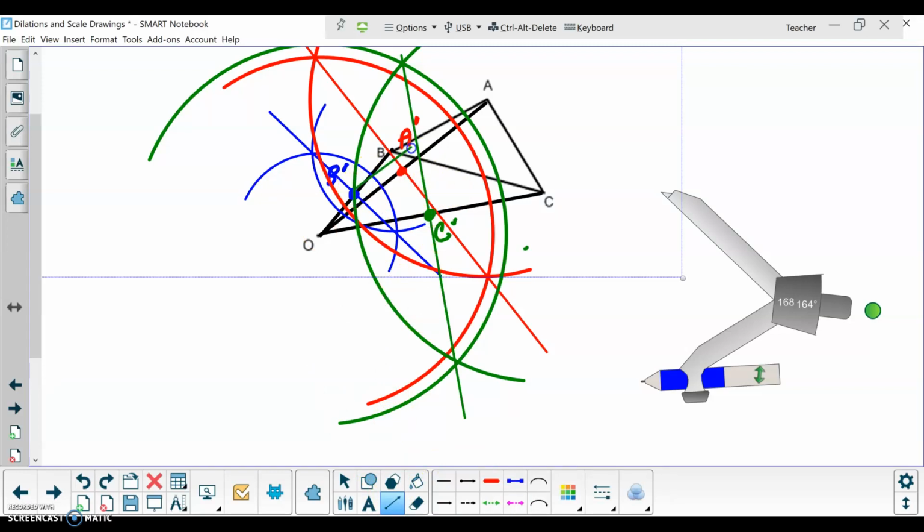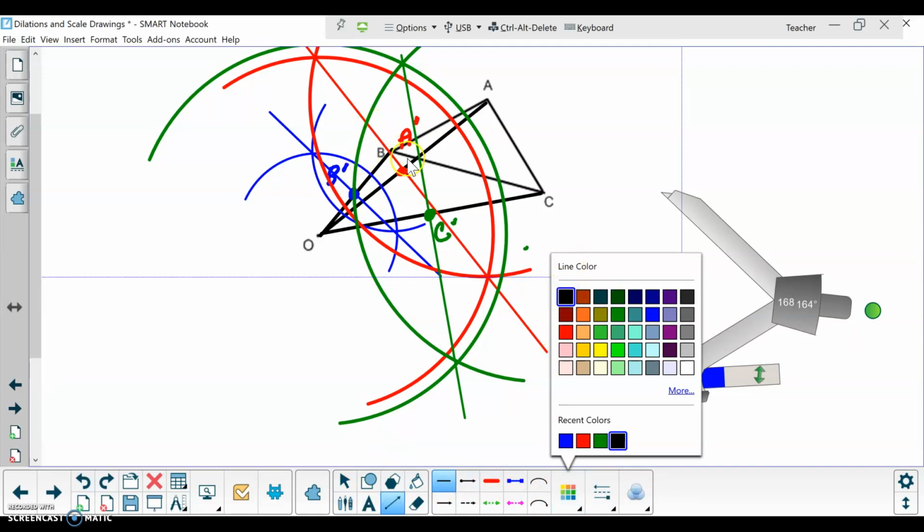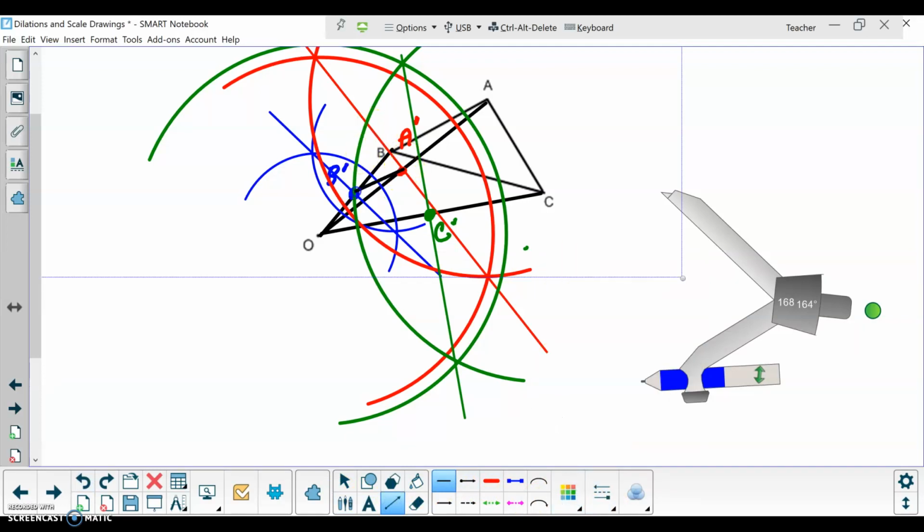Okay, so if we connect A prime to B prime and C prime, you should get a triangle that's half the size of the original. Okay, so that's dilating by a scale factor of 1/2. So if I asked you guys to dilate by something by a scale factor of, let's say, 1/4, then you would have to do a second segment bisector. Okay?